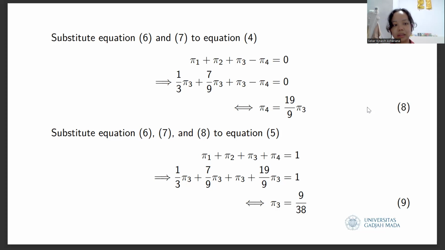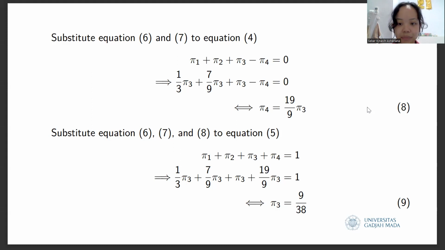So we have the ratio of pi 1, pi 2, and pi 4 to pi 3, and pi 3 is equal to itself, obviously. We substitute into our constraint, that the sum of pi bar must be equal to 1. So a third of pi 3 plus 7 over 9 of pi 3 plus pi 3 plus 19 over 9 of pi 3 is equal to 1. Solving for that, you get pi 3 equals 9 over 38. Obviously, you can just plug all of these linear equations into a program and get the results, or you could do it like me, just good old substitution.